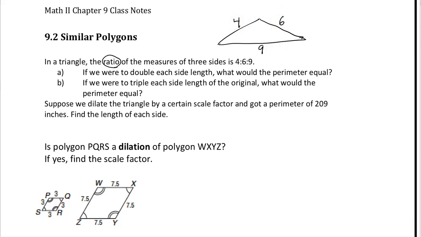If you were to double each side length, what would the perimeter equal? Currently, the perimeter for this one is 19. To find the perimeter, we just add the side length of each side of the triangle.